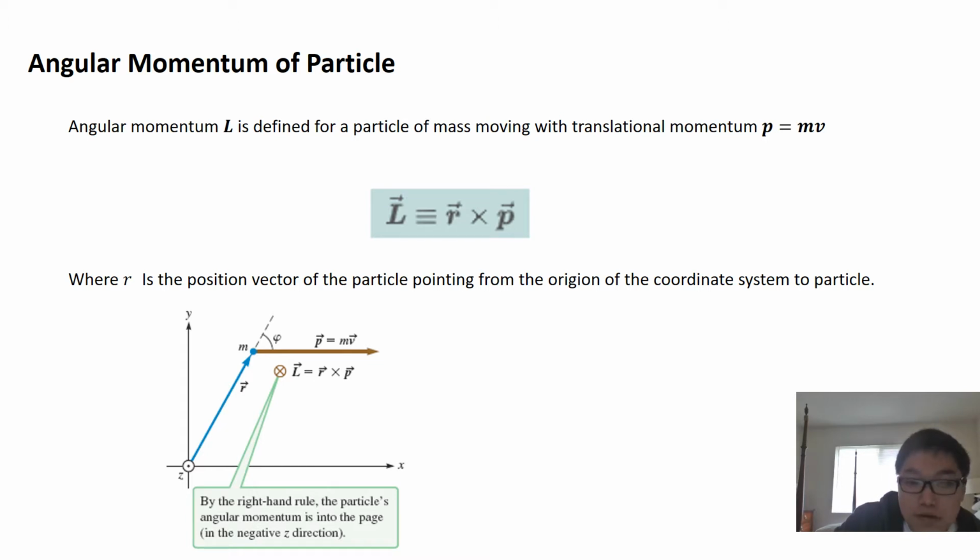from the origin of the coordinate system to the particle, which this picture shows exactly, the definition over here. The cross product is over here from the origin. The r over here is the blue segment vector, going from the origin to the particle, which is a vector.